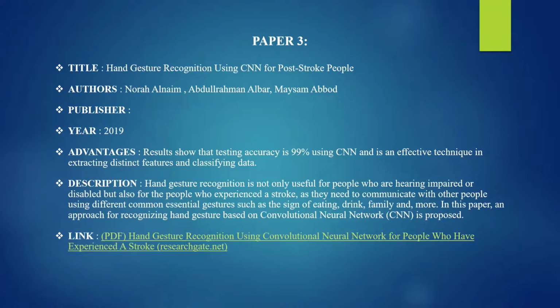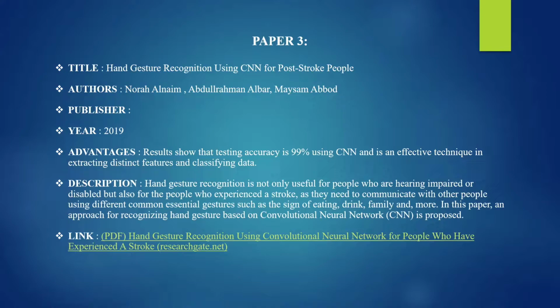A human gesture is a non-verbal form of communication and is critical in human-robot interaction. Vision-based gesture recognition methods play a key role in detecting hand motion and supporting such interaction. Hand gesture recognition allows a convenient and usable interface between device and users. Hand gestures can be used for various fields, which makes it possible to implement it for communication and further. Hand gesture recognition is not only useful for people who are hearing impaired and disabled, but also for people who experience a stroke, as they need to communicate with other people using common essential gestures such as signs of eating, drinking, family, and more.